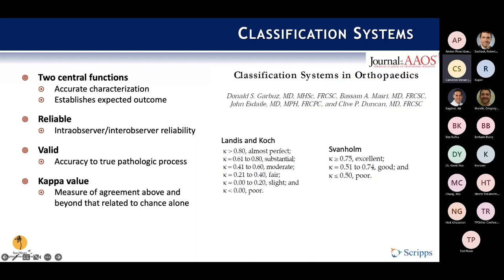And then we start talking about kappa values, which was introduced, I think, in the 1960s from this paper, and then going forward. So that's just the basis of the kappa value, agreement above and beyond that related to chance alone. And then those are the kind of what you need to have a good classification system.